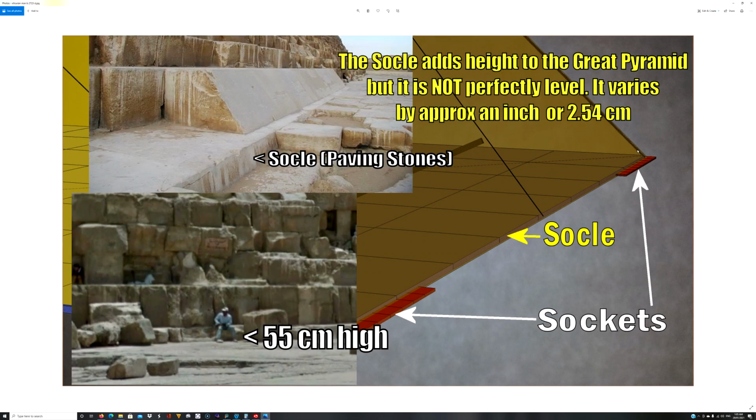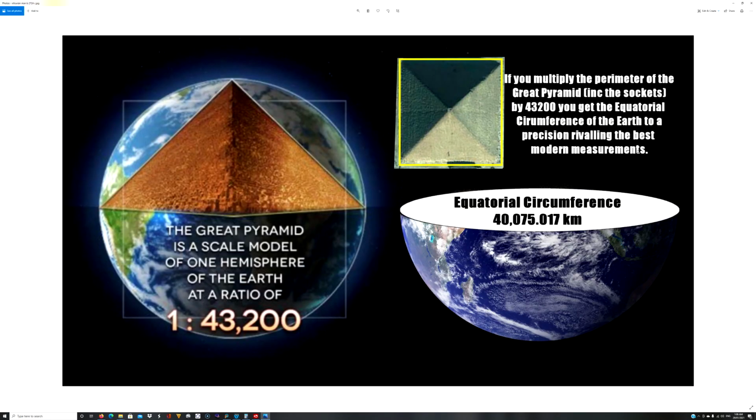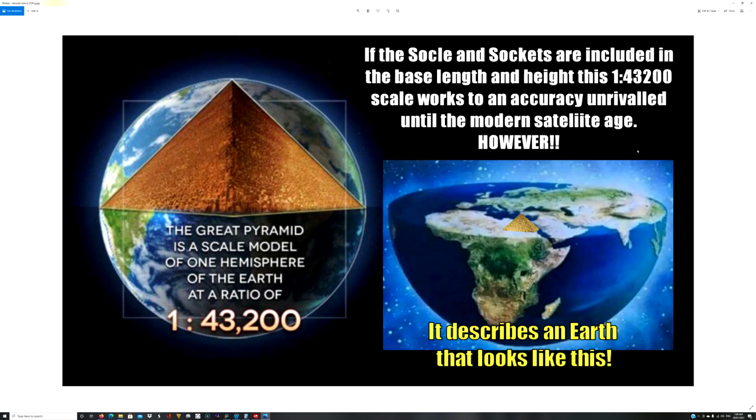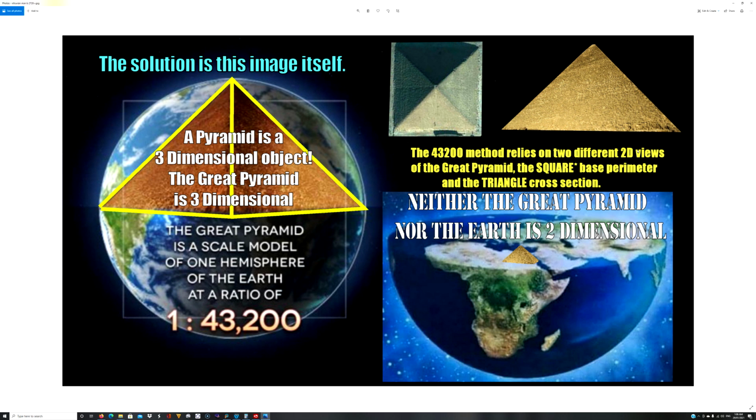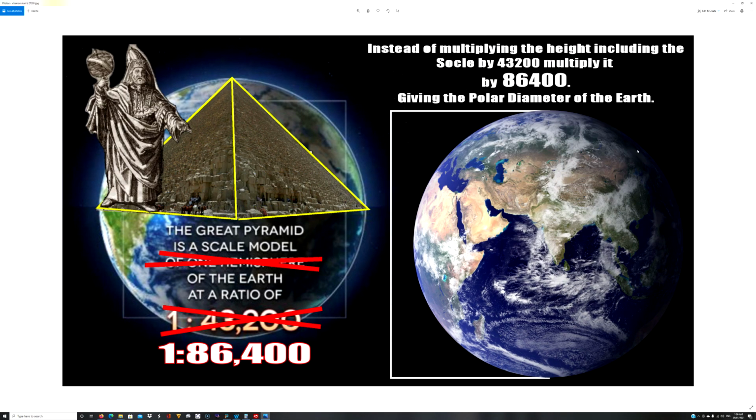I'll just flash through this one again. Anyway, if you view the pyramid as a pyramid, not as a triangle and a square base, what you'll find is that the pyramid at 86,400 to 1, as in number of seconds per day, will give you the size of the Earth, including your oblate spheroid polar diameter, a touch smaller than the equatorial diameter. And if you view the pyramid at the corner and view it as a pyramid, all that information is there.